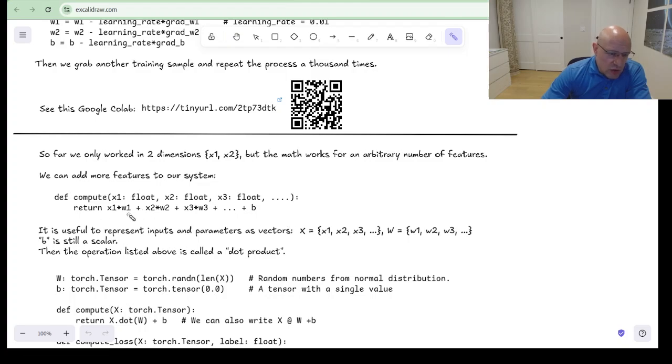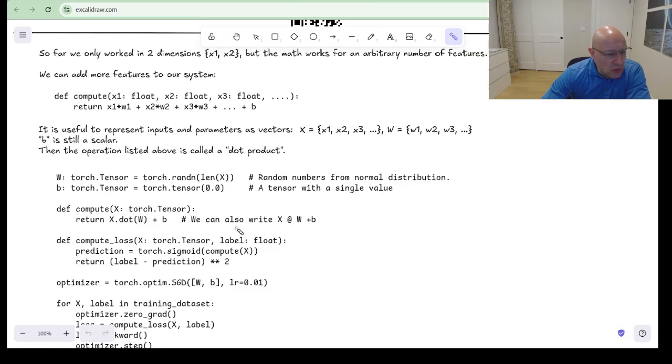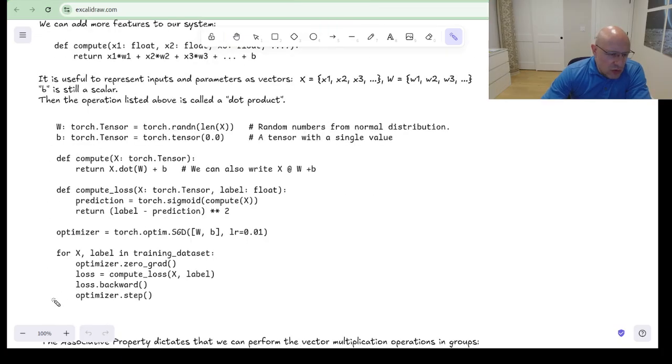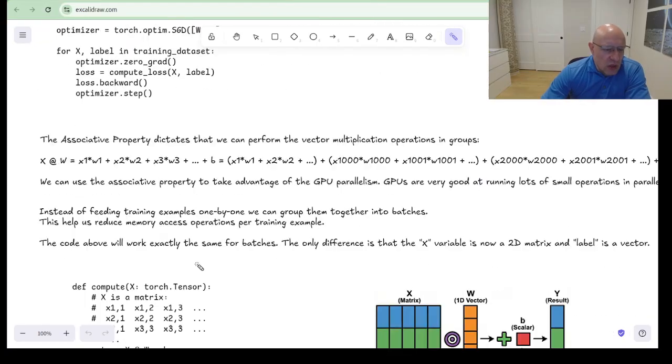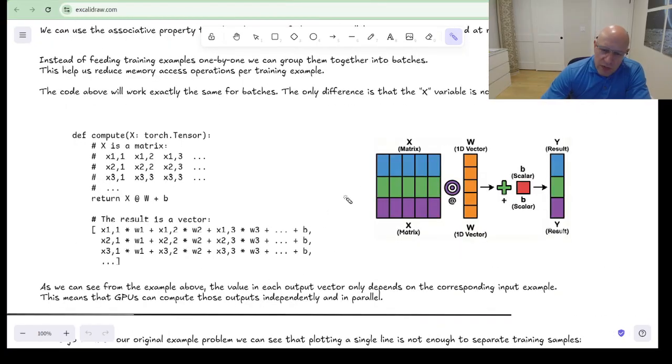And we perform this operation that is called the dot product. Each corresponding element gets multiplied by its corresponding weight, and then the whole thing gets summed up, and we also add the bias term. We saw a piece of code that performs this in PyTorch, and then we saw that we can stack things together to create a batch of training data, so that in one single step we can process multiple training examples.